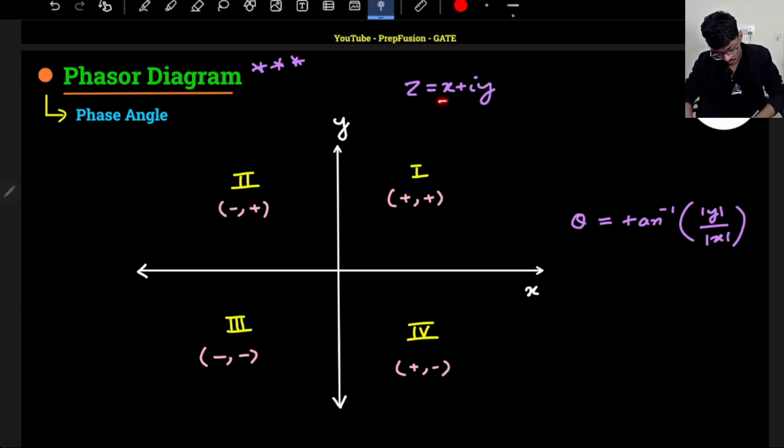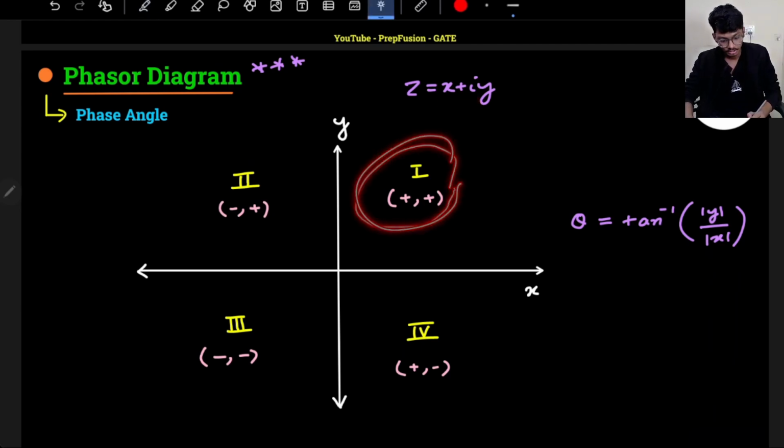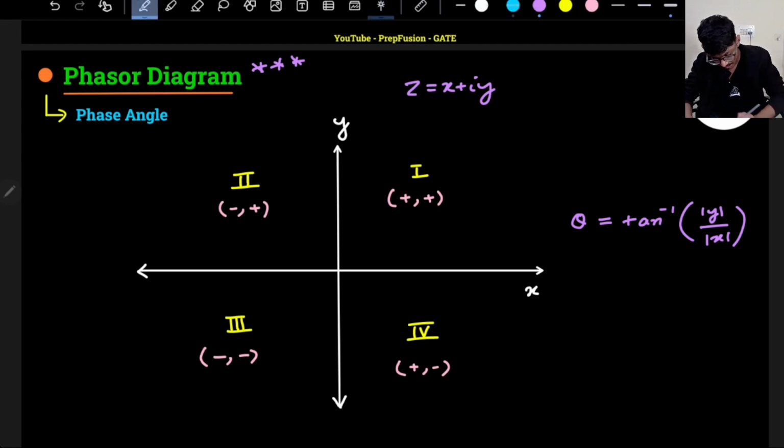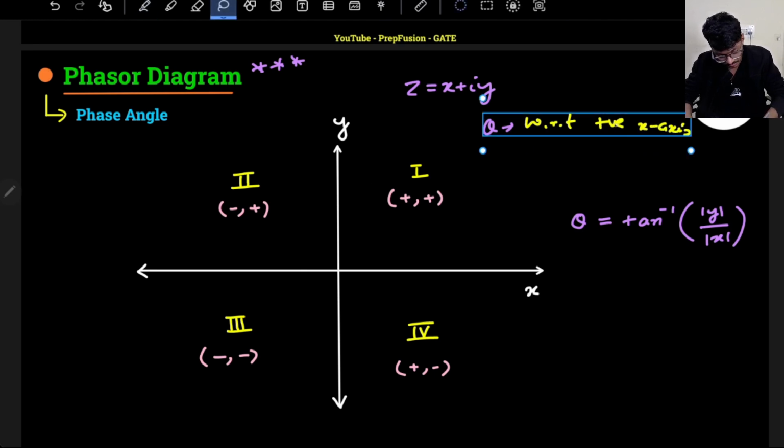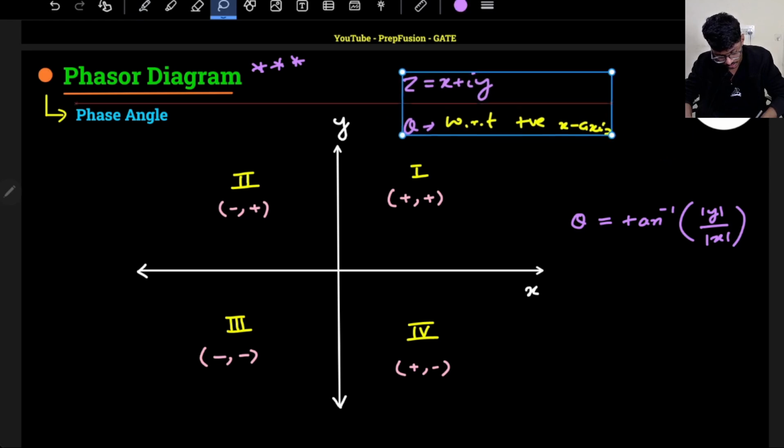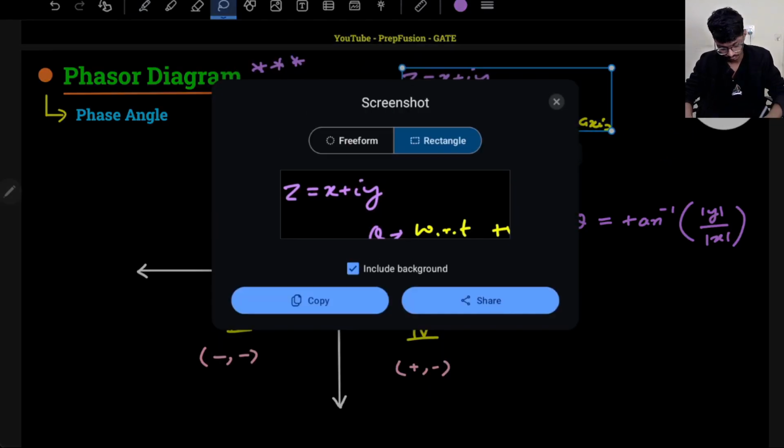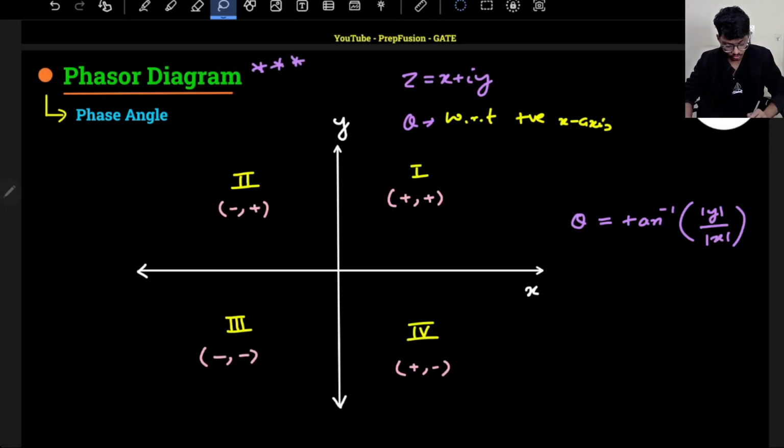If your x and y are positive, that means it is lying in the first quadrant, correct? Your point is lying in the first quadrant. So always remember the theta or the angle is measured with respect to the positive x axis. It is always measured with respect to the positive x axis. That's it. Okay. So if I am lying in this quadrant, let's say I have an example point somewhere here. Okay, this is my point, correct?